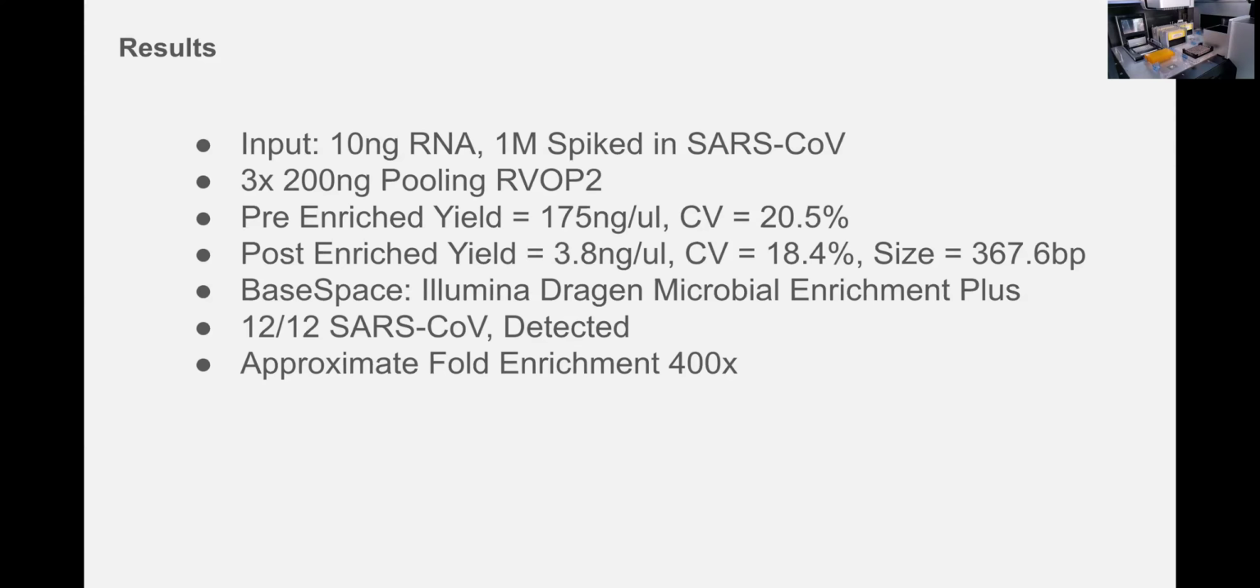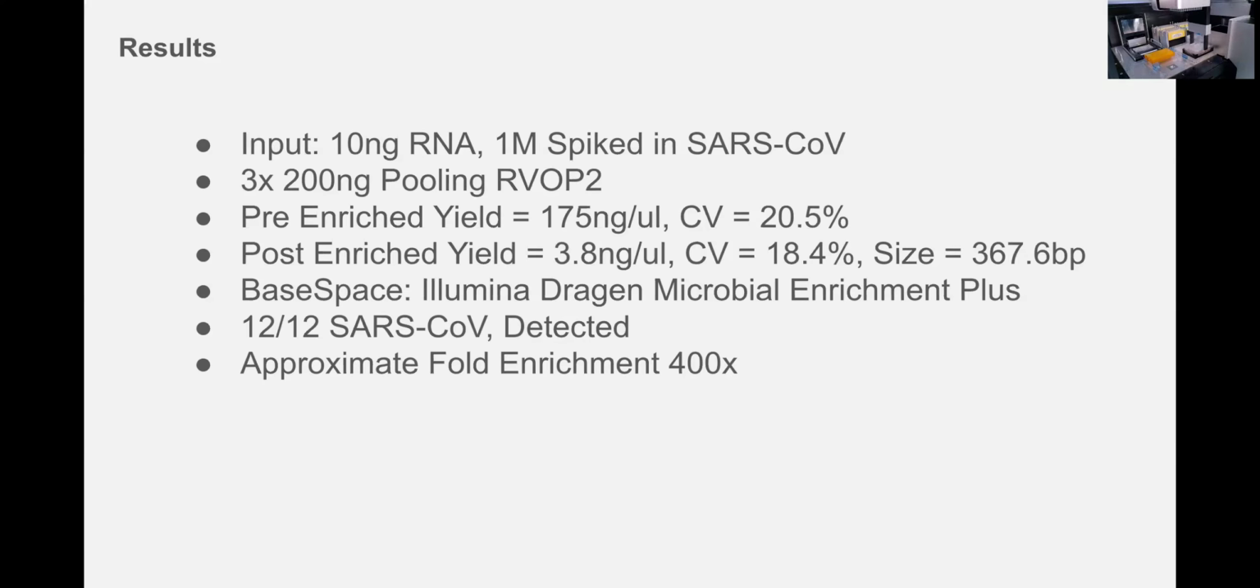Here showing the post-enrichment yield. So the fragment size is nice for our sequencer. This is 14 cycles of amplification. This is 3.8 nanograms per microliter, which roughly calculates, I believe, to about 9 nanomolar, of which you only need 4 nanomolar for sequencing. So this was enough for our uses.